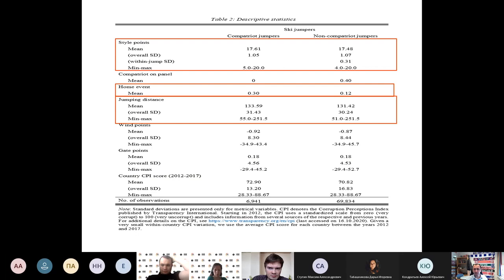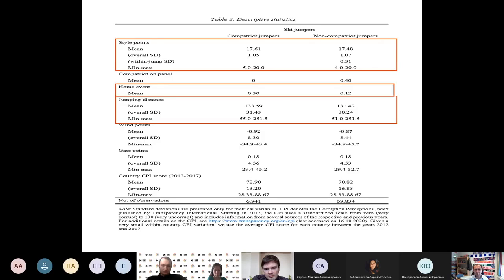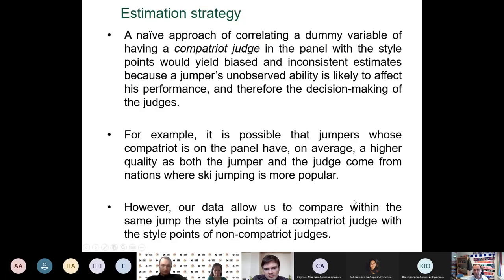And for the jumping distance, we can also see some difference. So what is our strategy in terms of estimation? Just comparing the means of style points will yield a biased and inconsistent result, because the jumper's unobserved ability is likely to affect his performance and also the decision making of the judges.